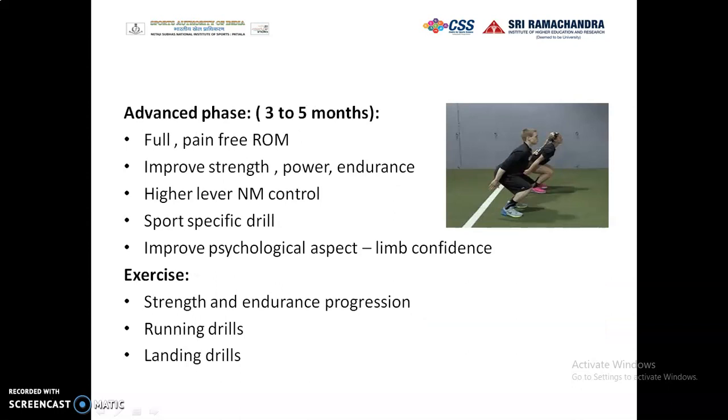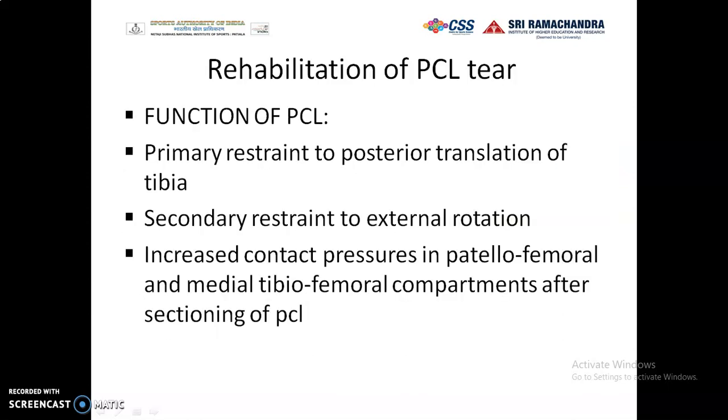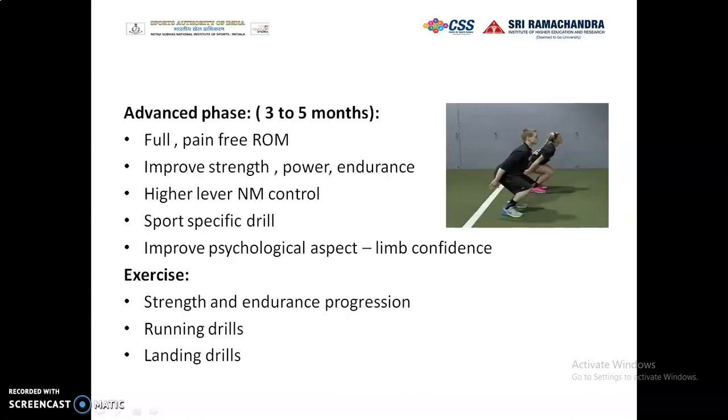For the advanced phase, what are the prerequisites that we look for? The patient should have attained complete range of movement, pain free. They must have improved strength, power, and endurance, and high level neuromuscular control. Once the patient gets clearance from the sports physician, you may encourage sports specific drills. We also have to improve the psychological aspects, so they have to gain confidence. We have to make the players confident on the operated side, with strength and endurance programs, running drills, and landing drills.